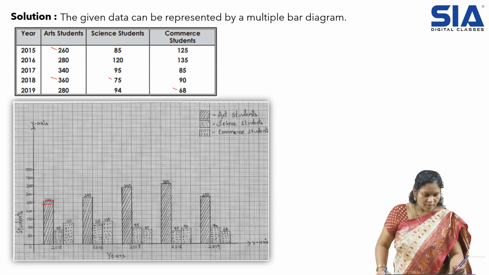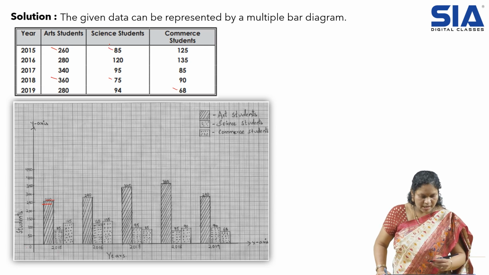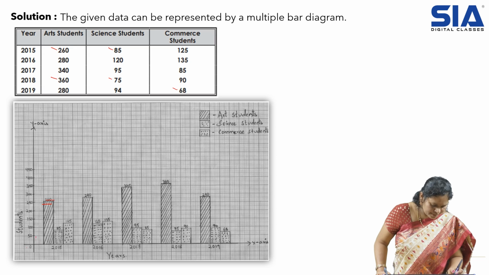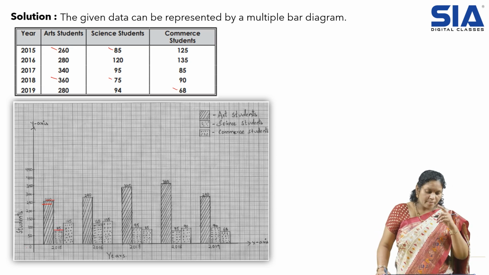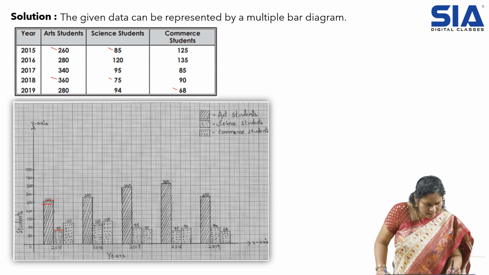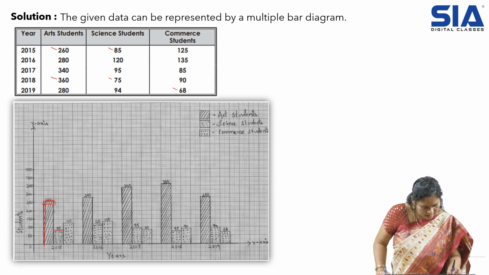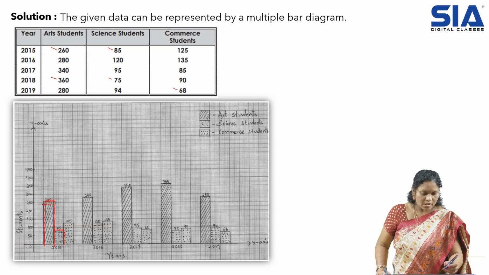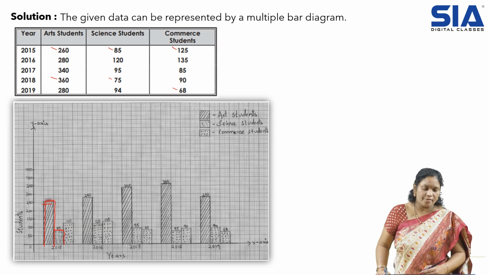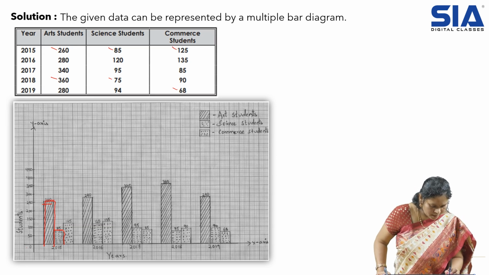Then go for the second one. For science students I have 85, so above 50 somewhere you'll get 85. Make a bar attached to the first bar. Like you regularly draw the first bar in a simple bar diagram, now draw the second bar attached to the first bar. Now the third, commerce students, has 125. So make an attached bar up to 125, somewhere above 100, just attached to the second bar.